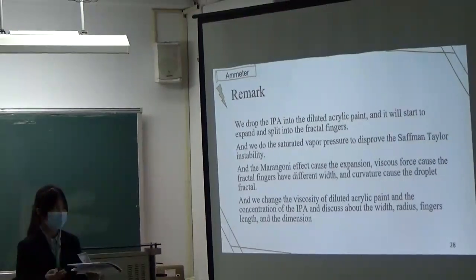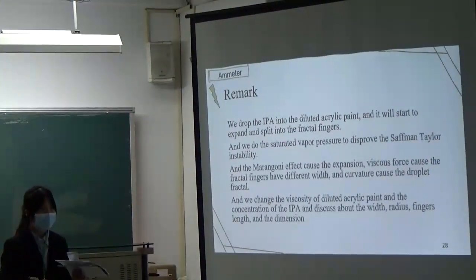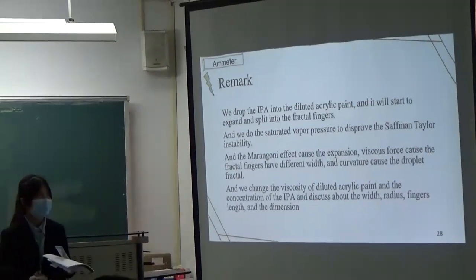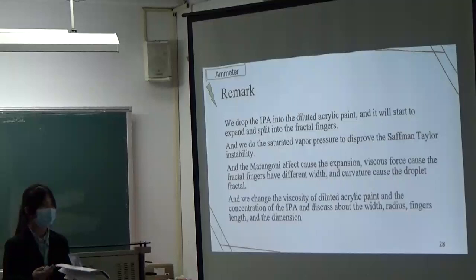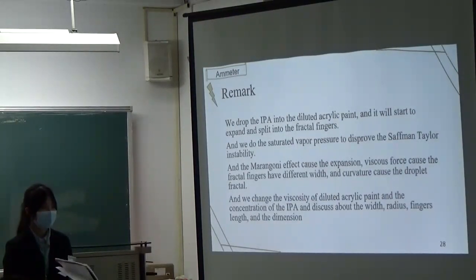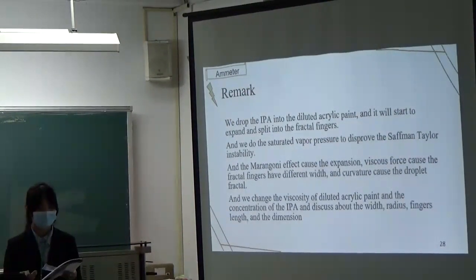For the dynamics, we talk about the dimension. We talk about the expanding time and expanding velocity, and the geometry. We talk about the width and the radius and the length. So we have discussed this too, and we think the number of the fingers is very random, and everyone calculates the numbers very differently.